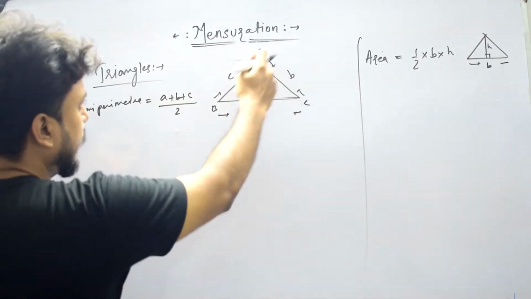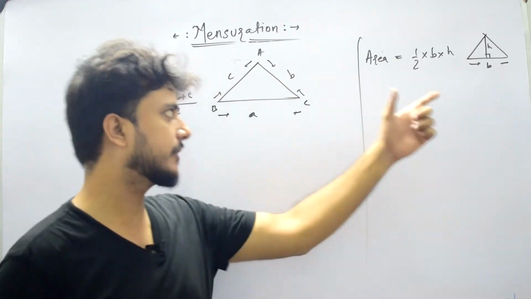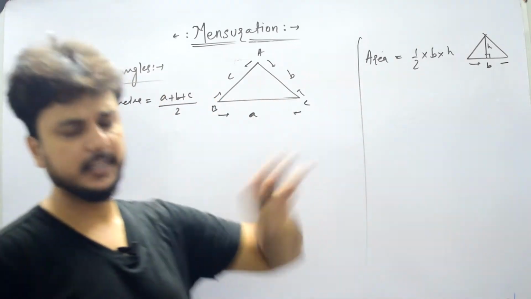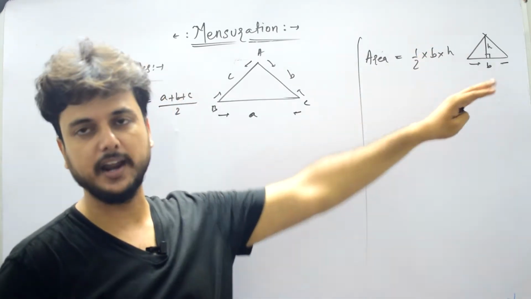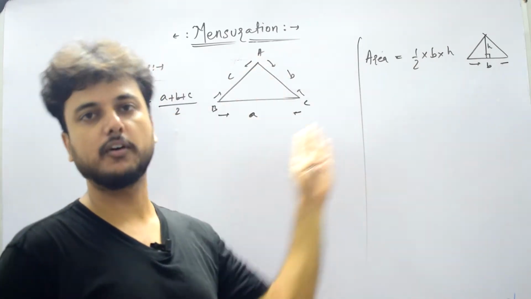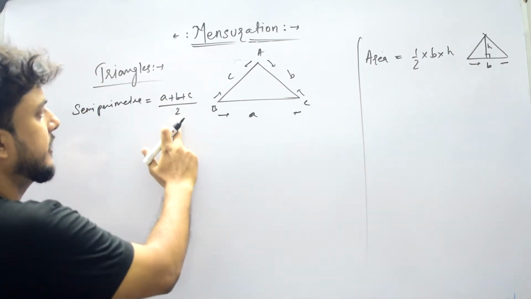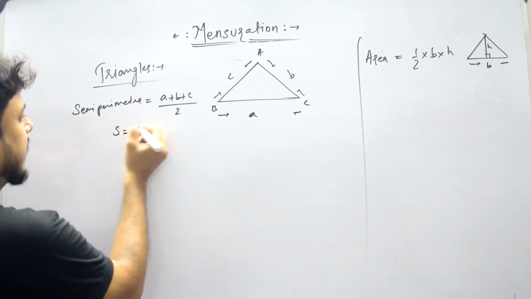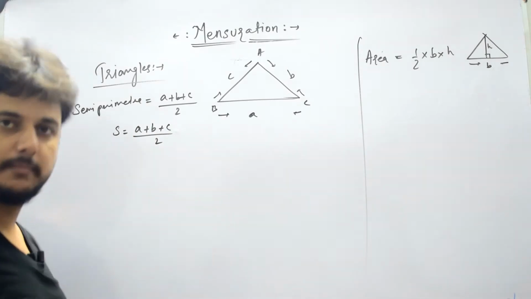If we add all the sides, that is our perimeter. That is true for all types of triangle, whether it is an equilateral, isosceles or scalene triangle. The formula for perimeter is the sum of all the sides. Semi perimeter means we first find the perimeter and divide by 2. We name it S, so S equals A plus B plus C by 2.